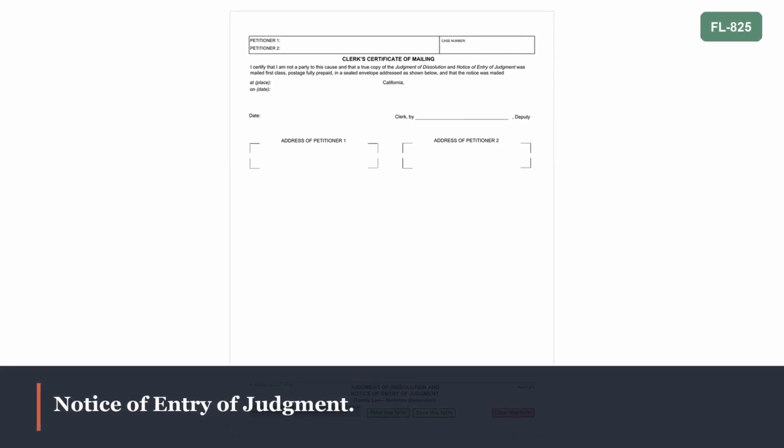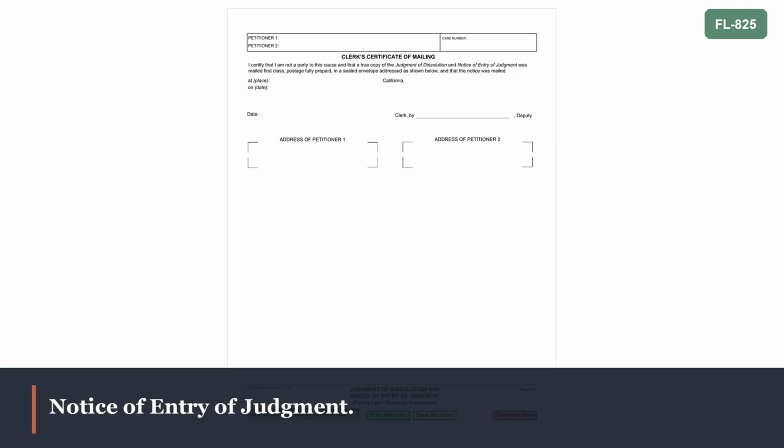Notice of Entry of Judgment. This second section is completed by the court clerk once the judgment is entered. It checks whether the entry is for a marriage or a domestic partnership, states the date the judgment was entered, and is signed by the clerk. A clerk's certificate of mailing on page 2 documents that a copy was mailed to each petitioner.